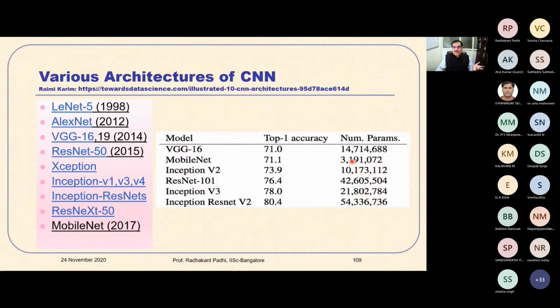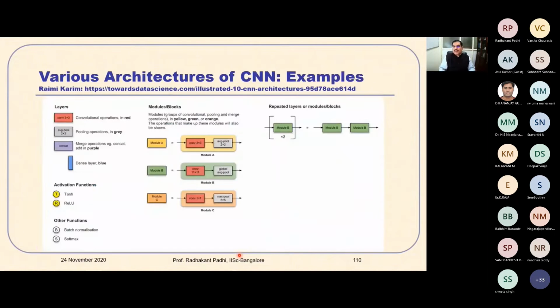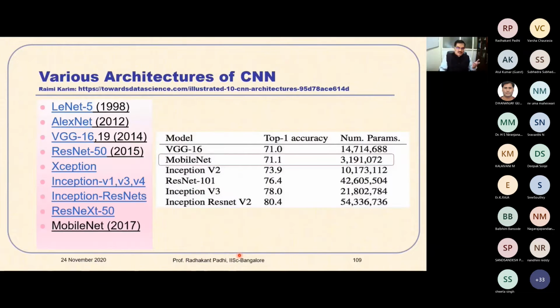But if you talk about the size of the network, the size of the tunable quantity, that is the parameters, that dictates how much faster you can train a network. You can see the number of parameters is much lesser in MobileNet. So if you really want to start something, I would recommend starting with MobileNet. It's also a recent development compared to the other ones.